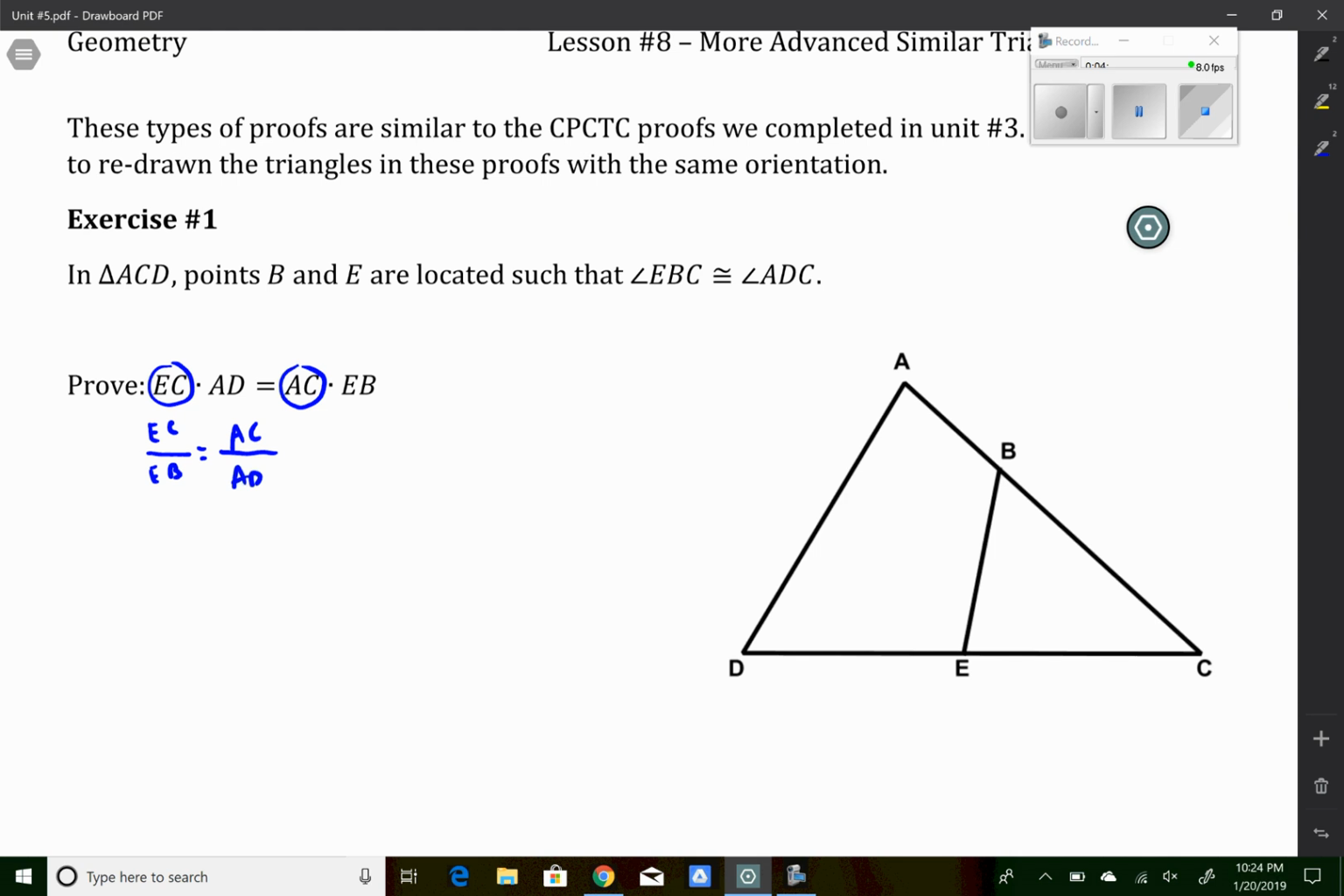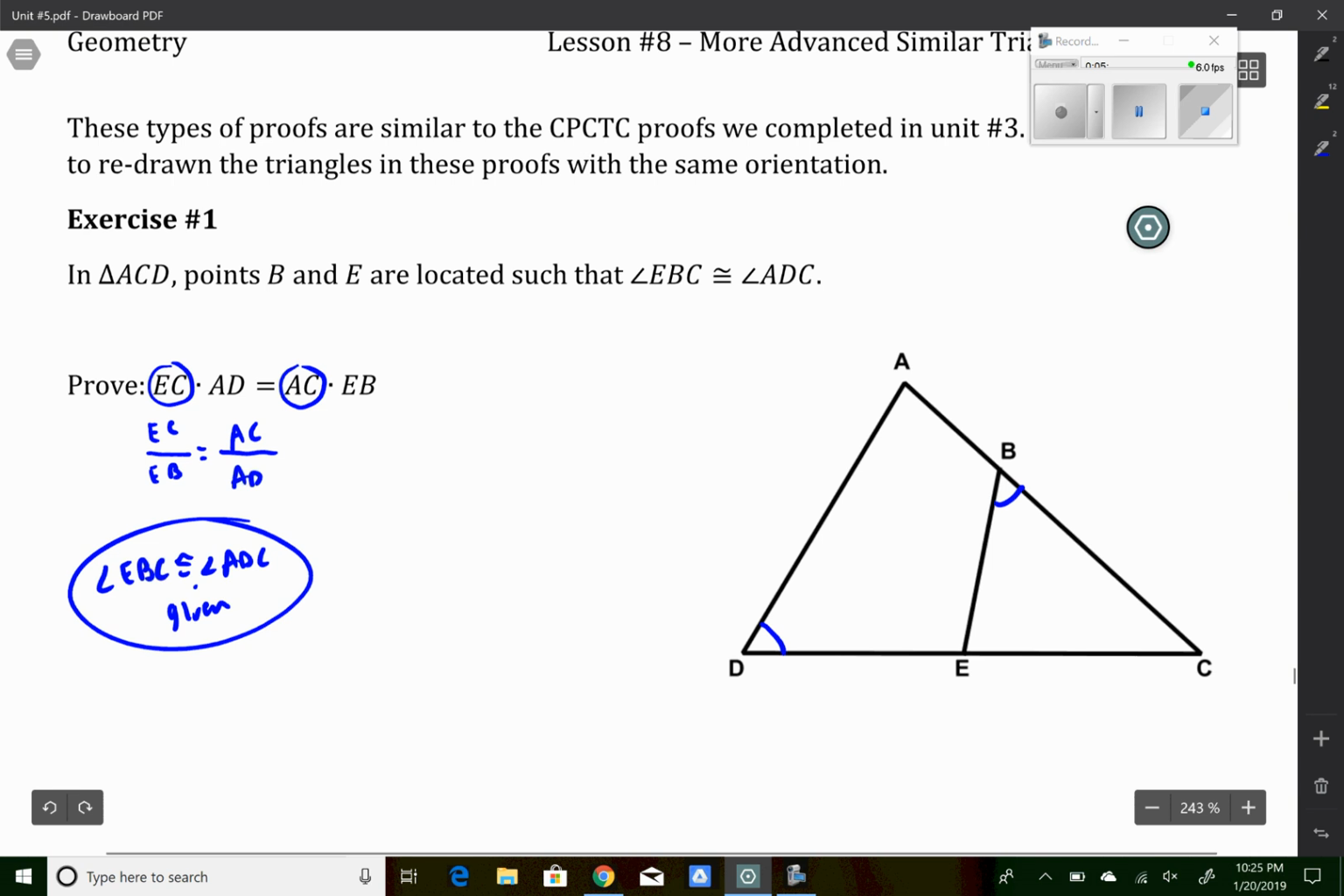So in this proof, it tells us that angle EBC is congruent to angle ADC. And that's given. Because that's given, I can put it right into my proof. So I'm going to be able to say angle EBC is congruent to angle ADC, and that's given. Now, to prove these two triangles are similar, I have to also find another angle. Lucky for us, angle C is in both triangles. So I could say angle C is congruent to angle C by the reflexive property.